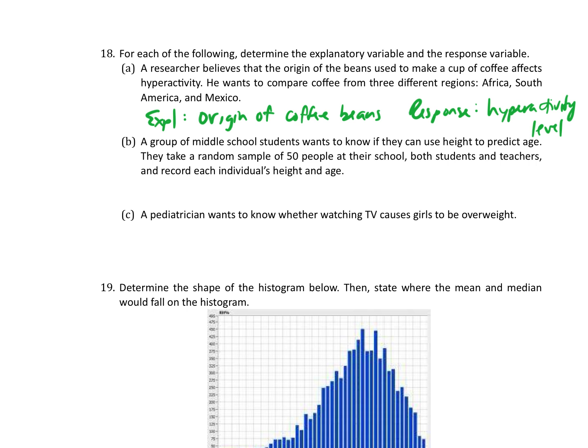All right, look at letter B. A group of middle school students wants to know if they can use height to predict age. Take a random sample of 50 people at their school. Both students and teachers record each individual's height and age. What is my explanatory variable? Height. And my response. Age.